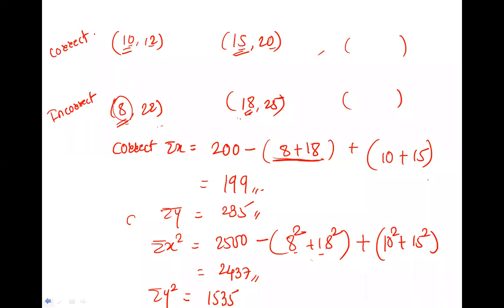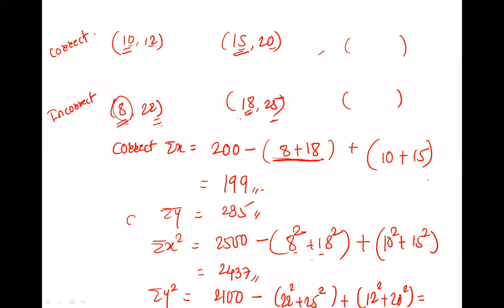I'll solve for you. 2100 minus incorrect y's. Incorrect y's are here: 22 square plus 25 square, plus correct y's are 12 and 20. So 12 square plus 20 square. You have to do that and then you'll get the correct one. Is this one again the same? Yes, ma'am. 1535, correct.